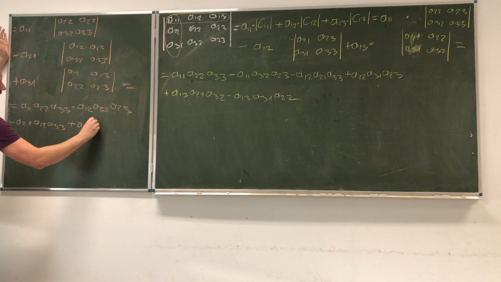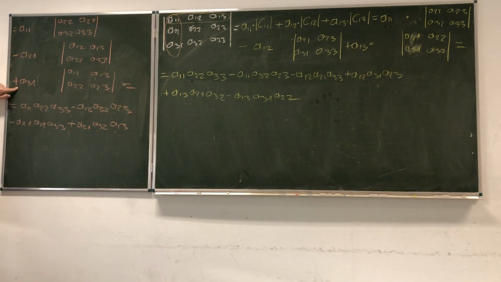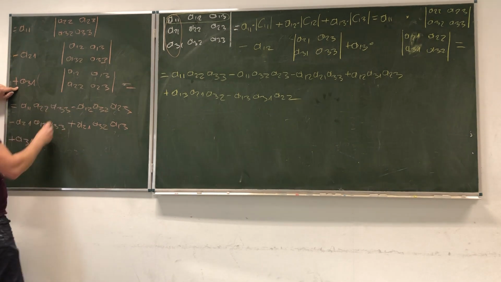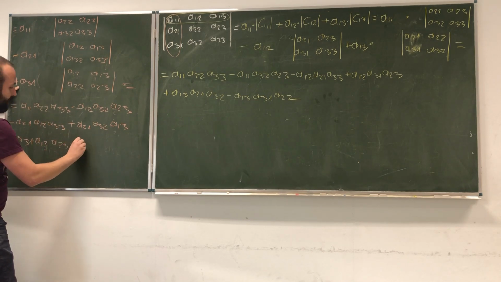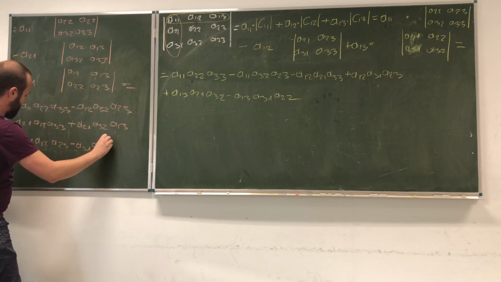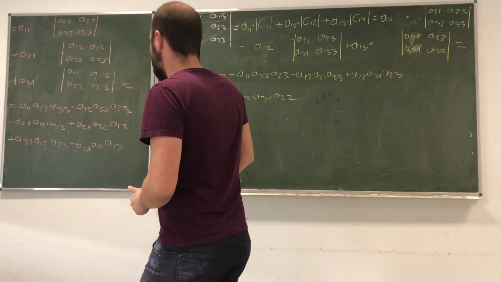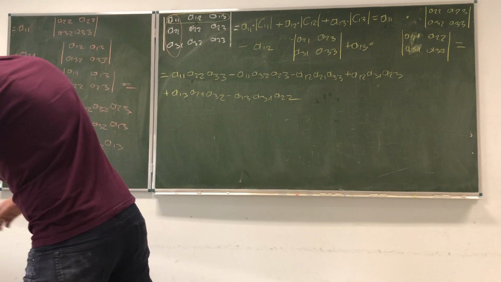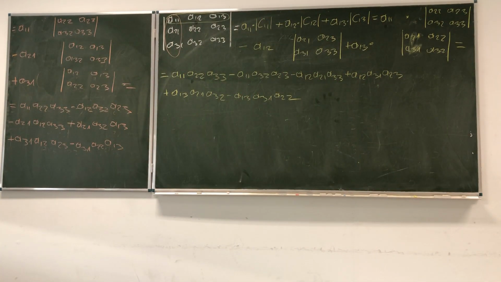A21, A32, A13. And finally, out of this, we're going to have plus A31, A12, A23, and minus A31, A22, A13. Okay, assuming that I didn't make any simple mistake, we should have it.